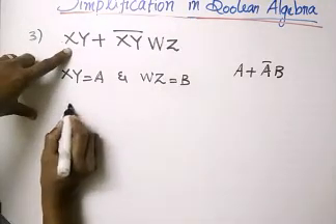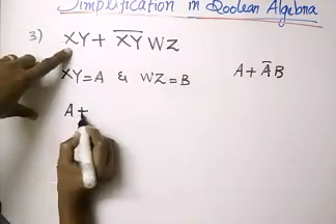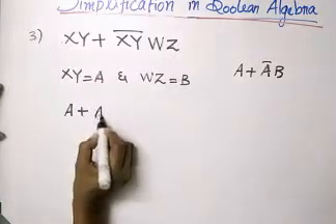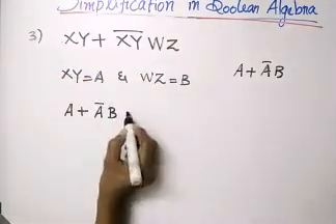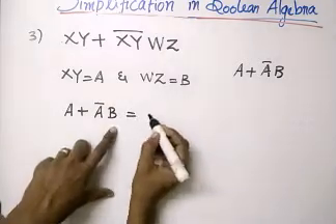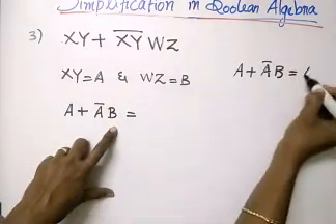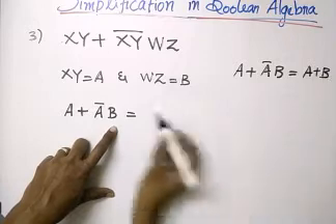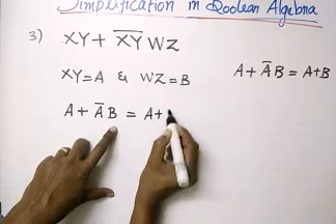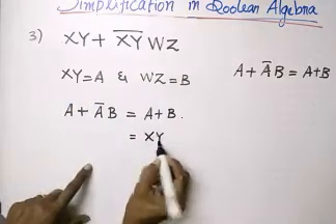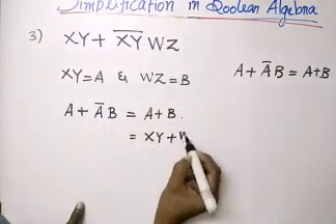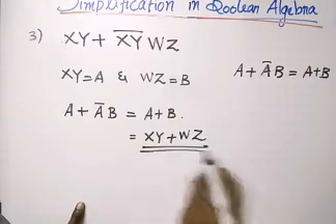Instead of this I can write A or, here XY', I can write it as A', then WZ is B, so I can write it as A or A'B. A or A'B is equal to A or B. Here A is XY and B is WZ. Then this will be the final answer.